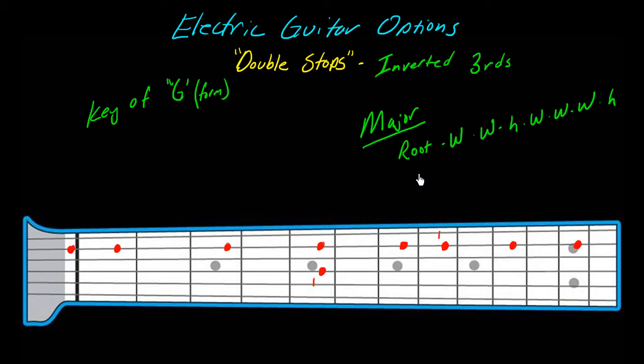And then I'm going to do the same thing. Root, whole, whole, half, whole, whole, whole, half. And once again, this whole note, I'm going to continue on down here because that's an octave higher. So these two notes are exactly the same as these two notes here. So here's root, whole, whole, half, whole, whole, whole, half. Half brings us back to 1.